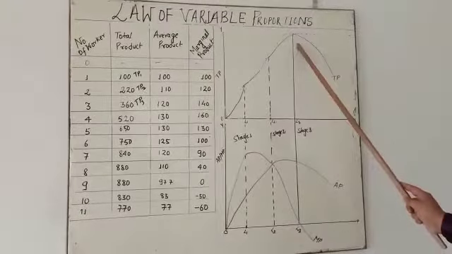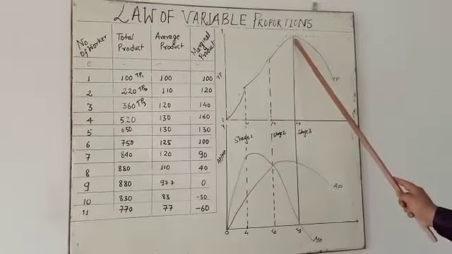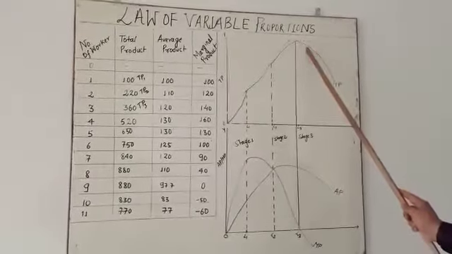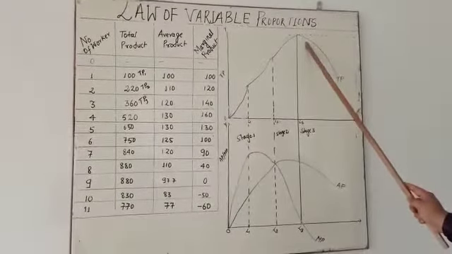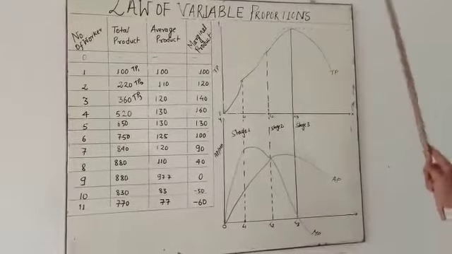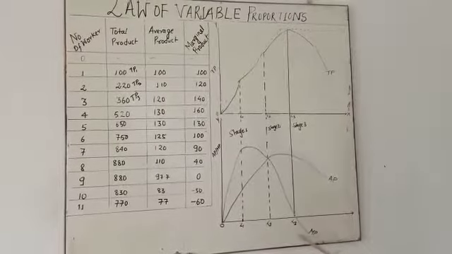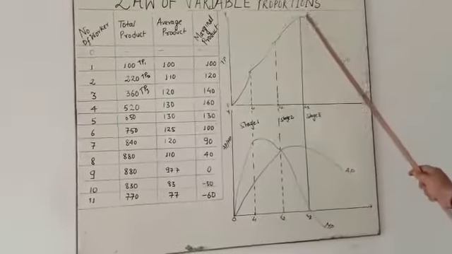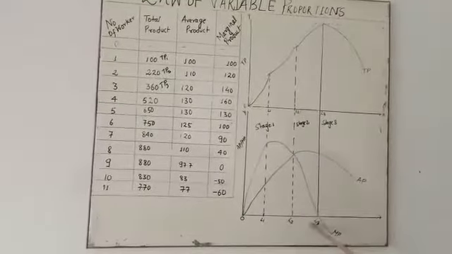But in stage 3 you observe that TP is maximum. It means total production is maximum. It is very beneficial for the producer. TP is maximum. But you can also say that when TP is maximum, MP is 0.